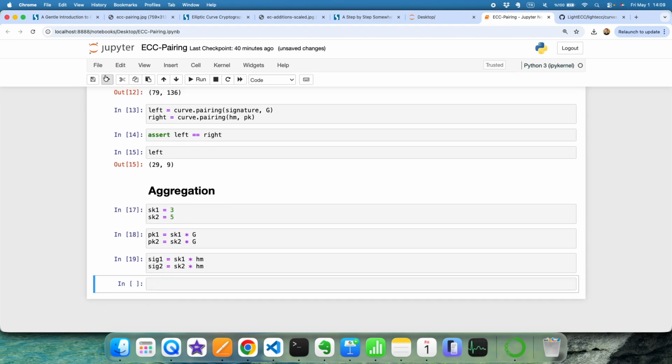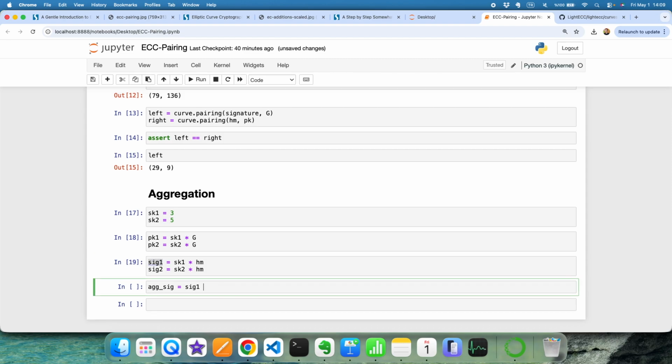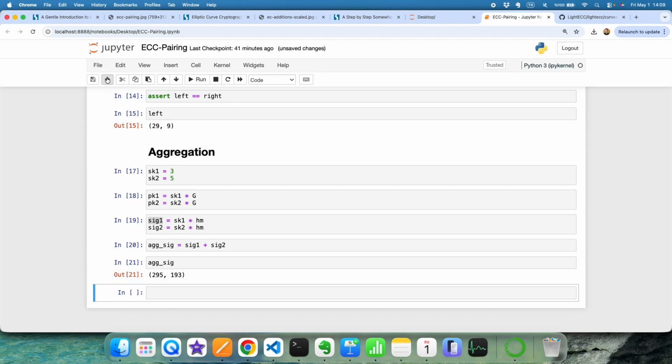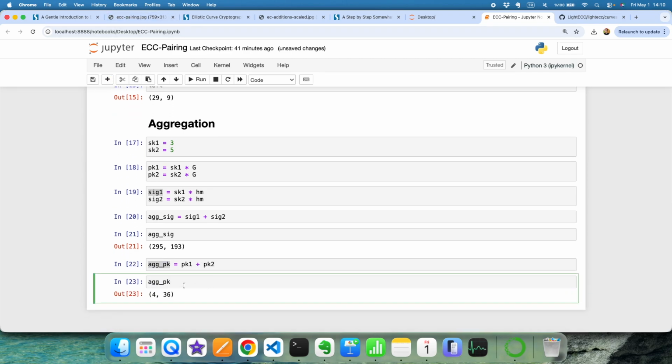Here we are able to perform an aggregation. The aggregated signature is going to be signature 1 plus signature 2, and this is going to be another point. Similarly, we are able to find the aggregated private key. The aggregated private key is going to be the first private key plus the second private key, and this is going to be another point on our curve.